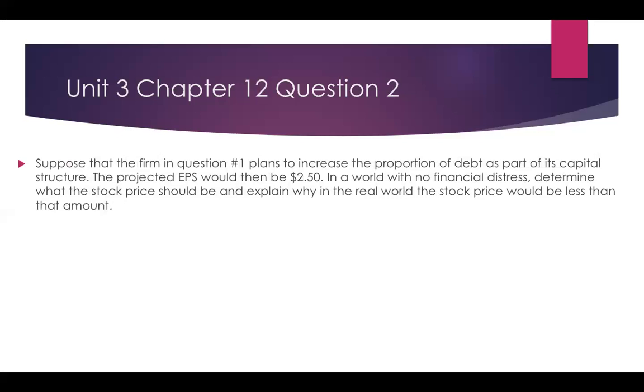Now suppose that the firm in question 1 plans to increase the proportion of debt as a part of its capital structure. The projected earnings per share would then be $2.50. In a world with no financial distress, determine what the stock price should be and explain why in the real world the stock price would be less than that amount.